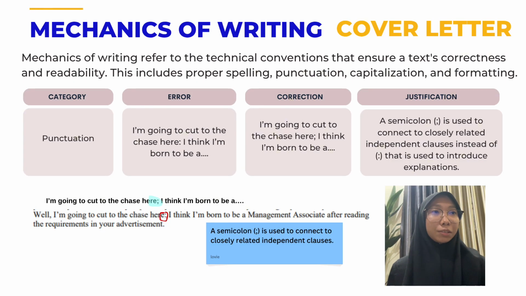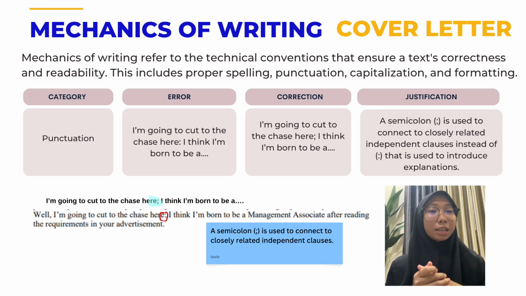Mechanics of writing refers to the technical conventions that ensure a text's correctness and readability. This includes proper spelling, punctuation, capitalization, and formatting. So this is one obvious error that I found in the cover letter, which is related to punctuation. A semicolon is used to connect two closely related independent clauses instead of a colon, which is used to introduce an explanation.